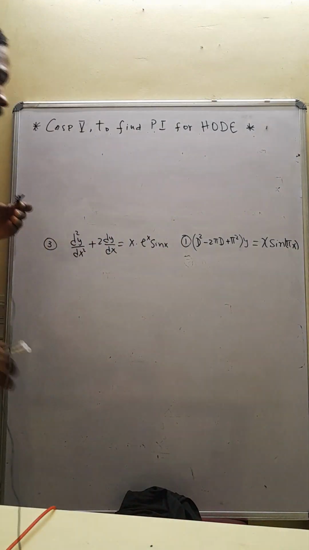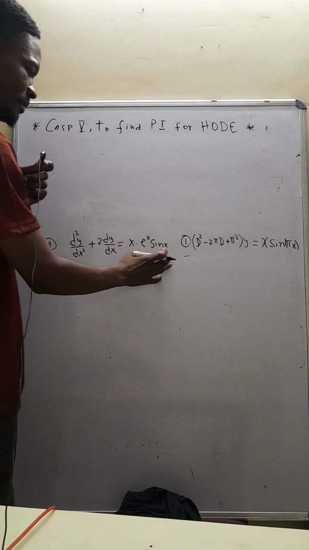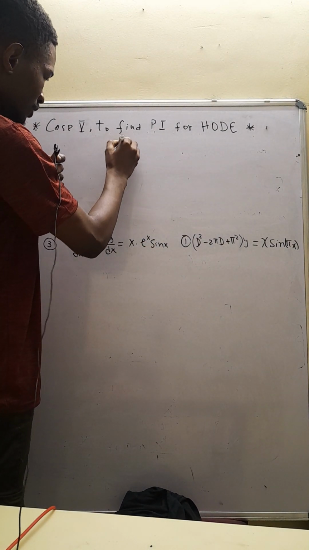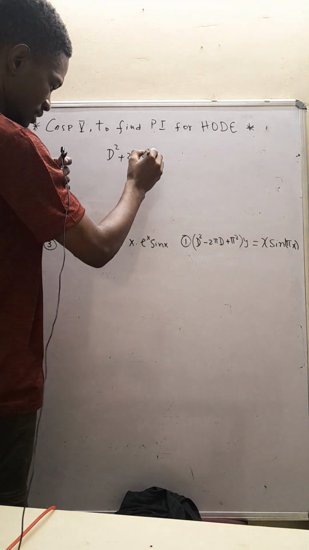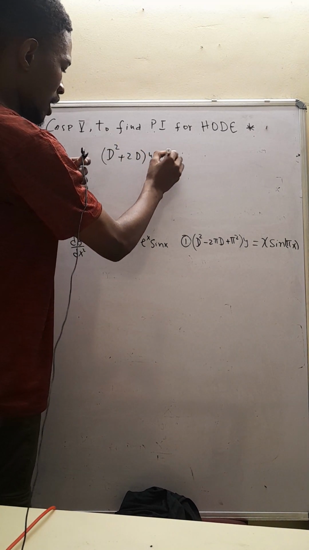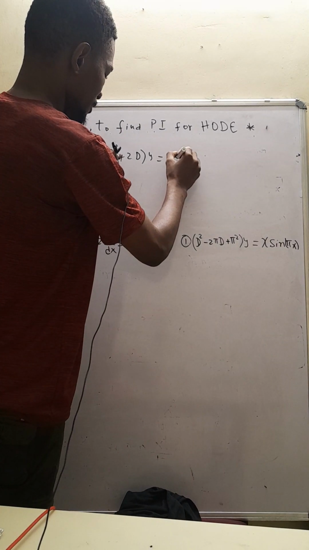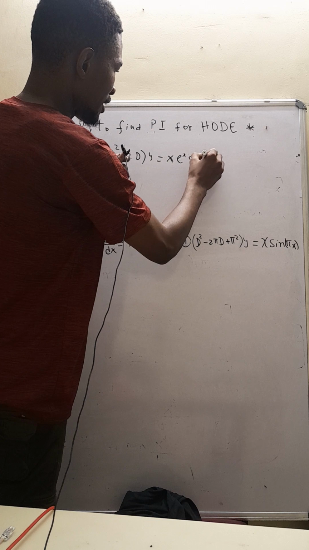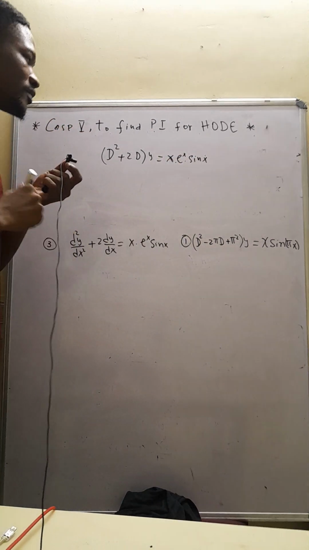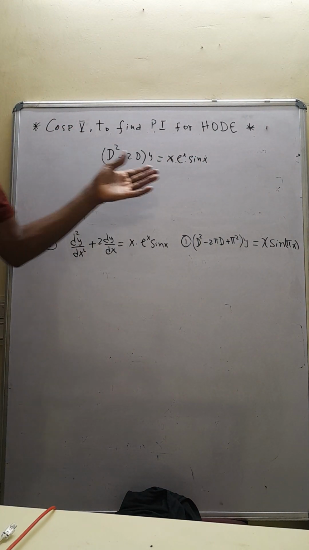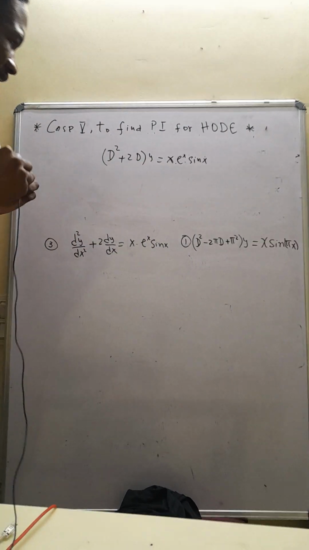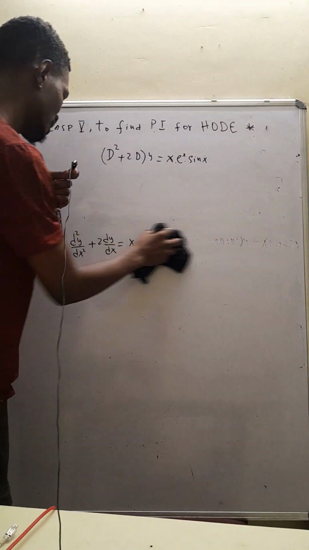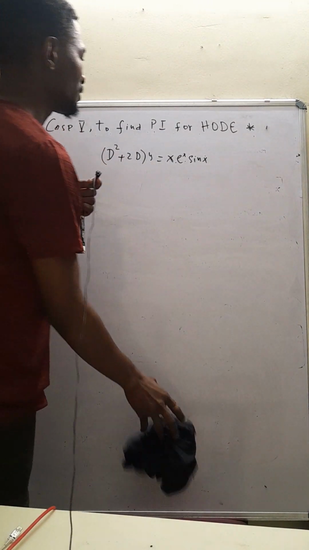So now we have this expression here. I will write here, it's d square plus 2d, y equal to Euler, then this guy, x times Euler, then sine of x. And that's the question, how to solve this one. As we know, just follow the pattern. Can I erase this one? I can erase this one, surely.